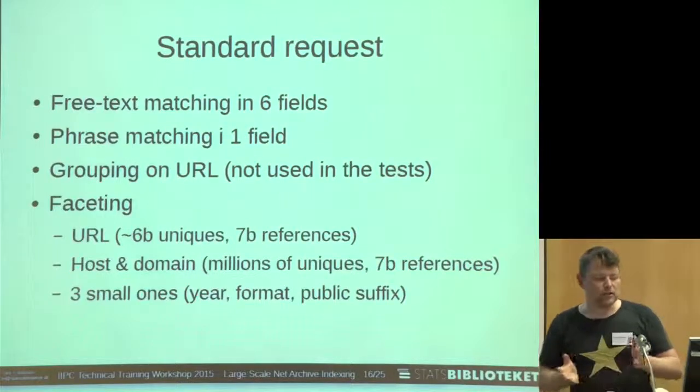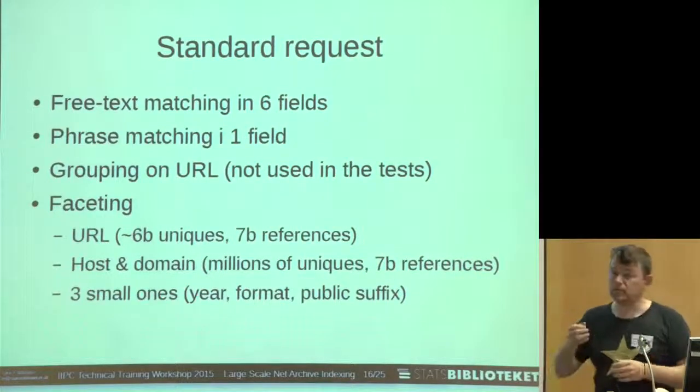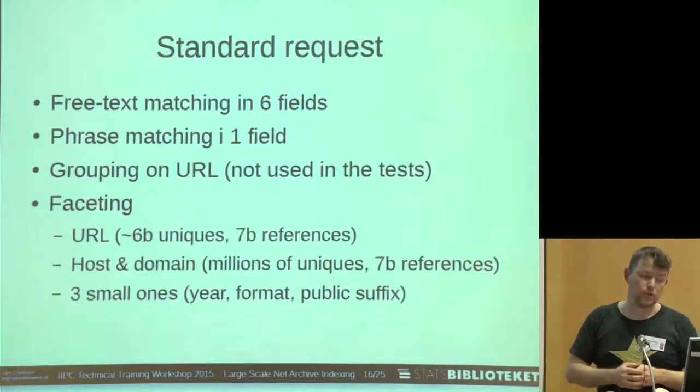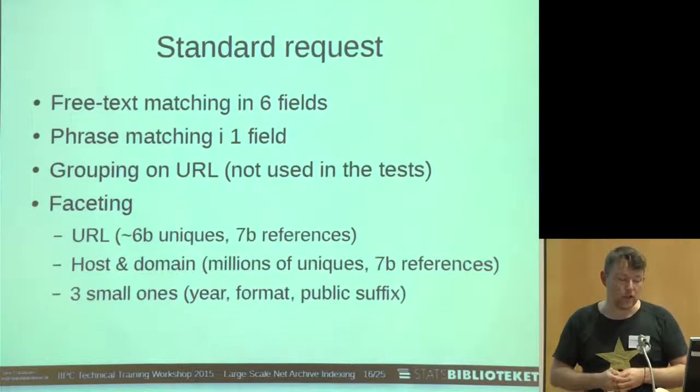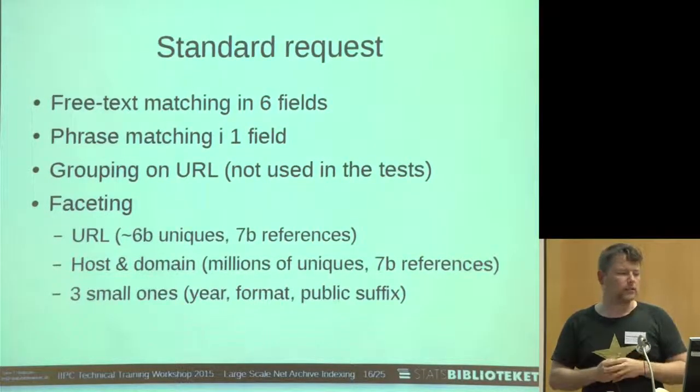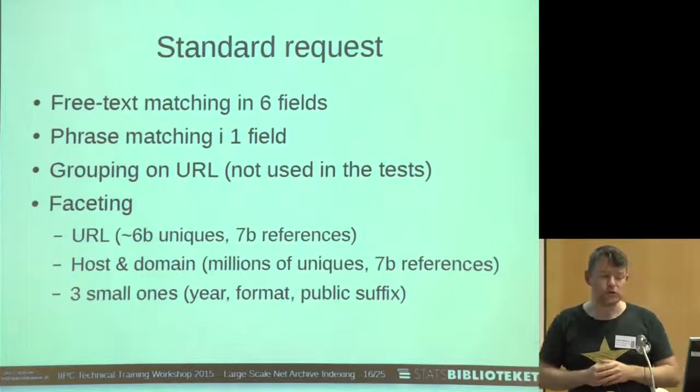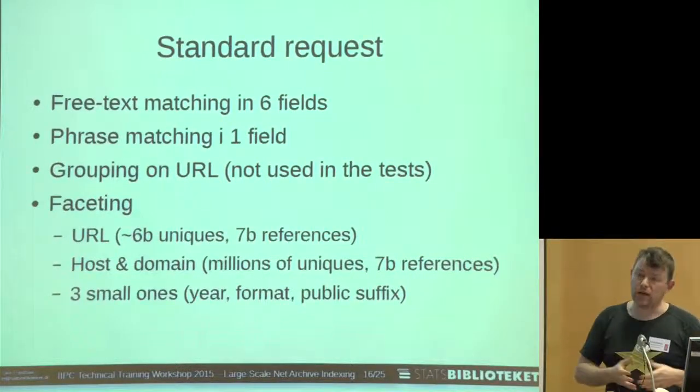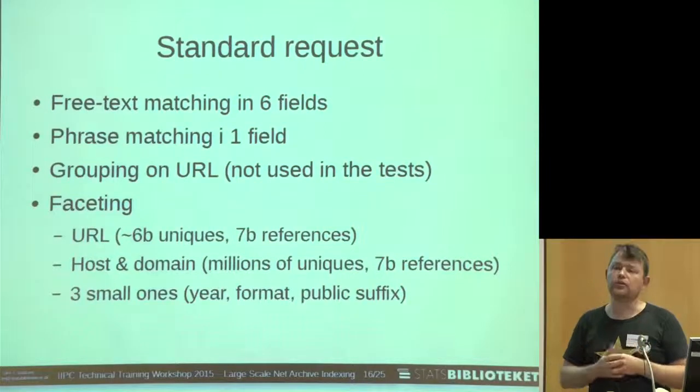We're doing some faceting. Some of it is the same as the British Library is doing. That's for host and domain. One is quite insane, which is a URL faceting, because we have about 6 billion unique URLs across our whole index. And we thought it would be an interesting challenge to facet on them.